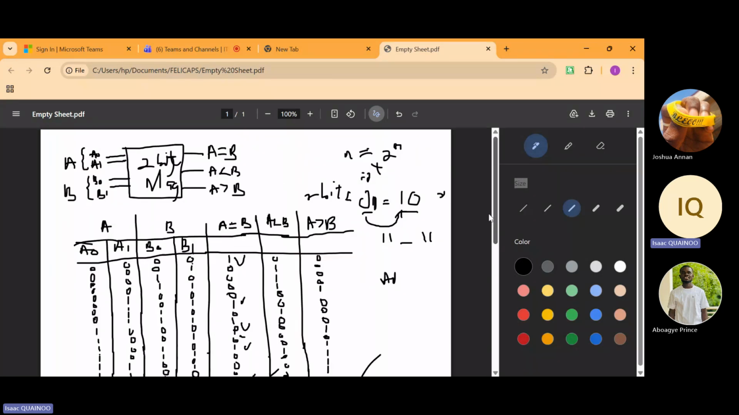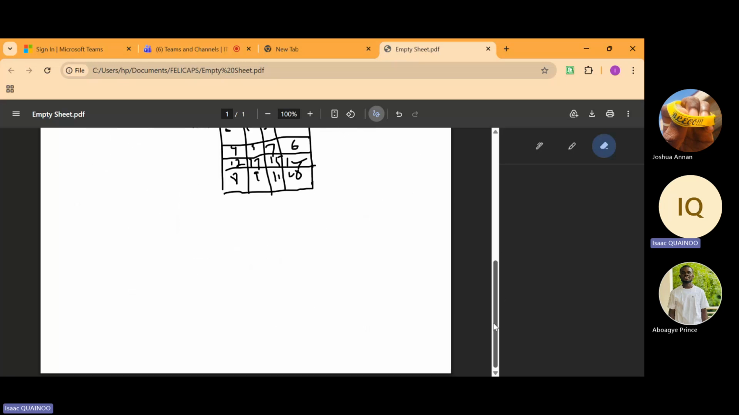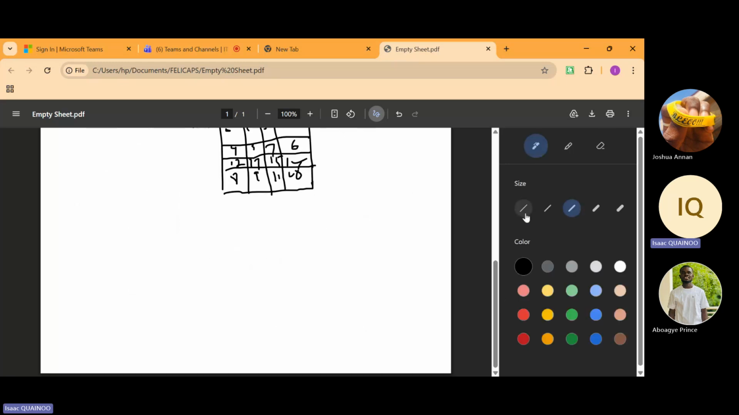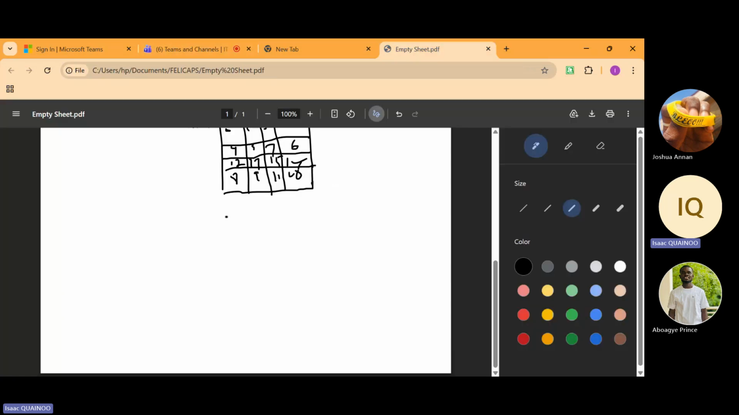All right. So now let me show you how you can obtain the correct values without even drawing your truth table, or without going through the hassle of drawing your truth table. So now let us look at how to work with that. So please, let's pay attention to this.